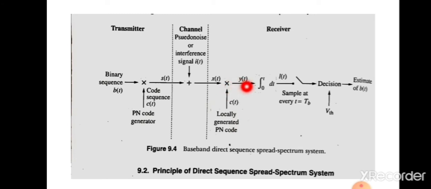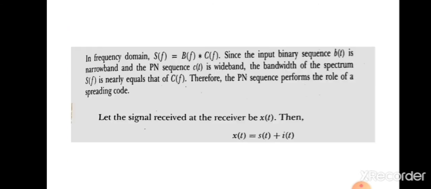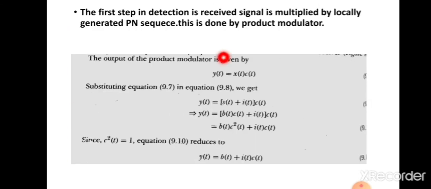So we will be getting y of t. So what is y of t? y of t is equal to x of t into c of t. We can write that equation. See here it is written that y of t equals x of t into c of t.